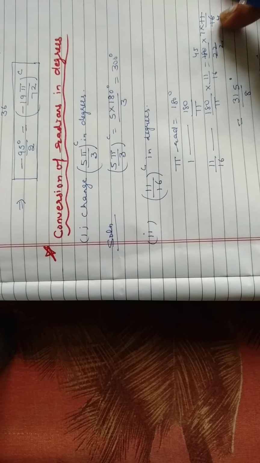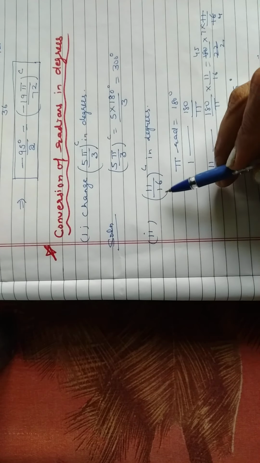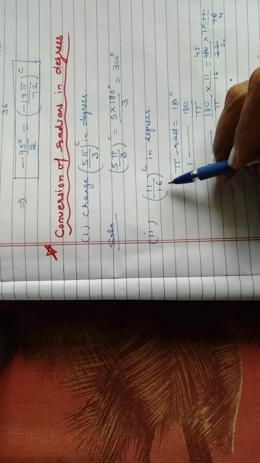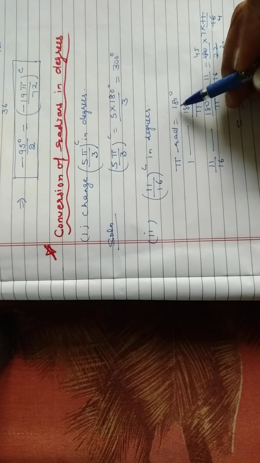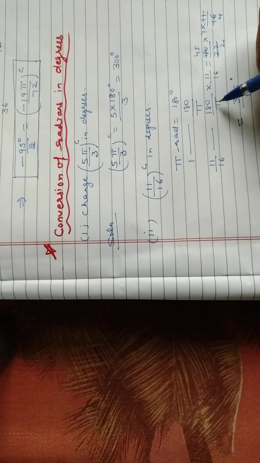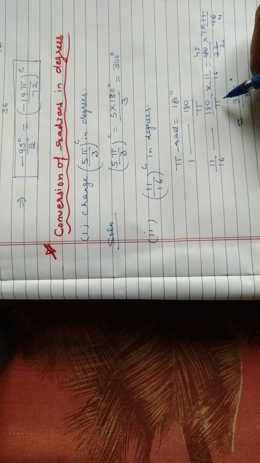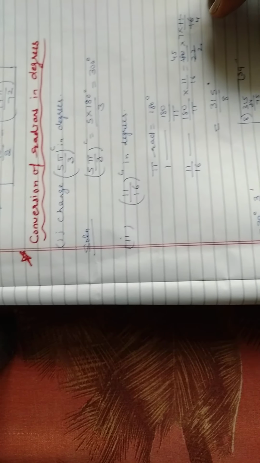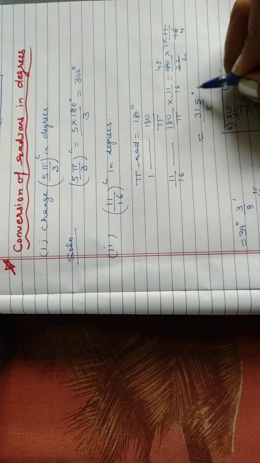Now second is, suppose you have to convert 11 by 16 radians into degrees. This is very important and you have to understand it very carefully. How will you convert 11 by 16 radians into degrees? You know that pi radian is 180 degree. So 1 radian will be equal to 180 by pi. So 11 by 16 radian will be equal to 180 by pi into 11 by 16. Now in place of this pi, you will put 22 by 7. So you will cancel, you will convert it into the lowest fraction. So it will be 315 by 8 degree.